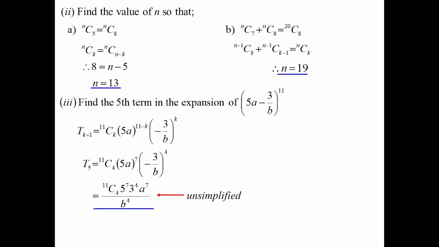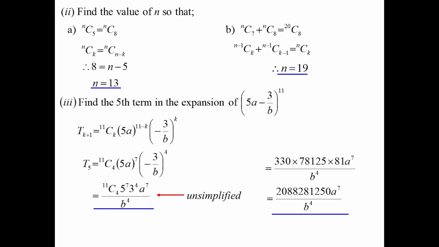a large number. In a lot of these questions, it's perfectly okay to leave it like that, because the numbers are quite large. If I did work it out, well then 11c4 is 330, 5 to the power of 7 is 78,125, 3 to the power of 4 is 81, so we end up with that rather large number, a to the power of 7 over b to the power of 4.